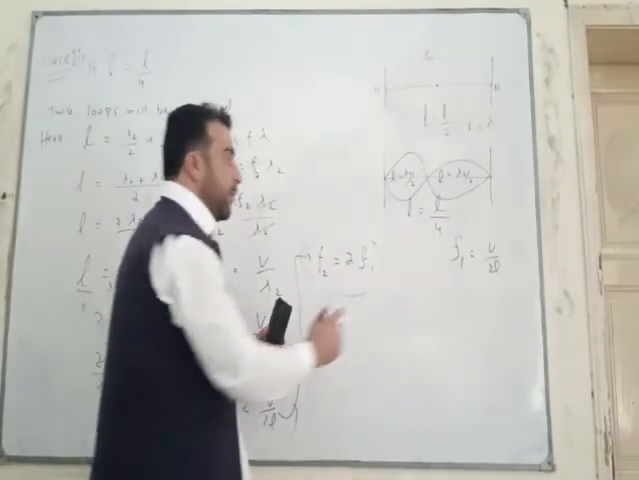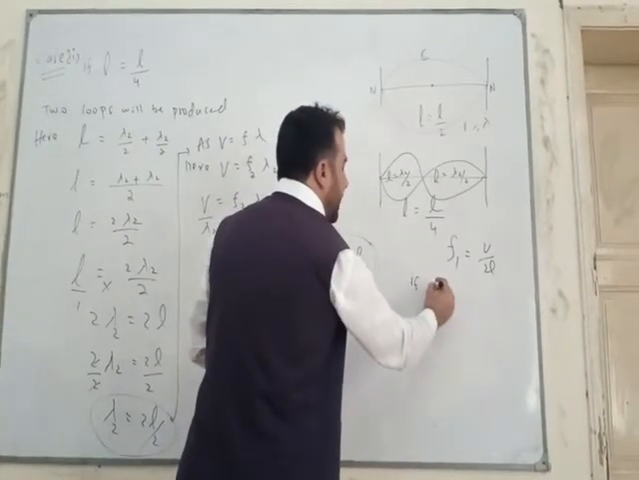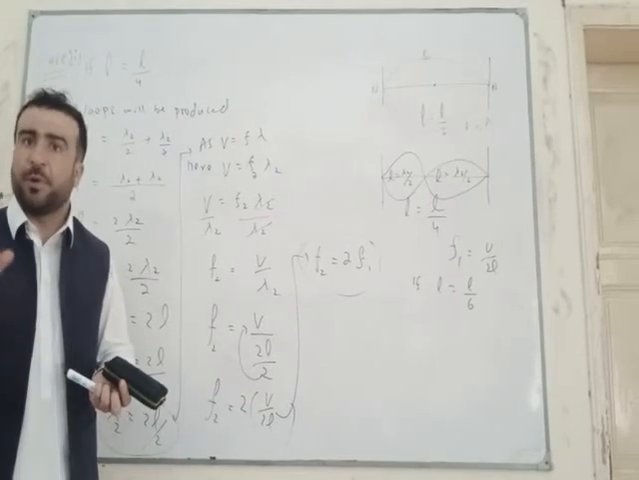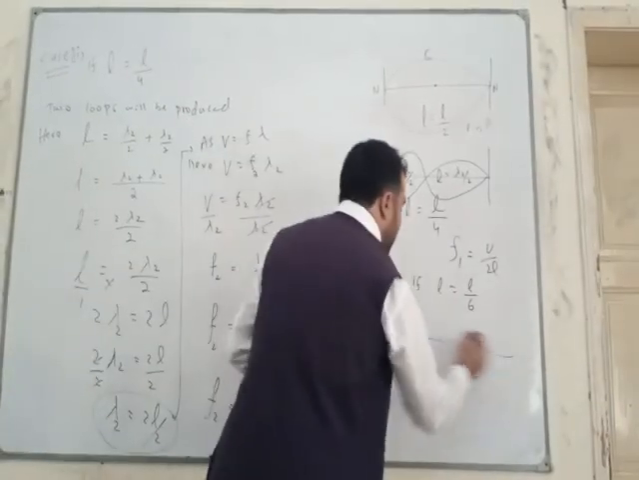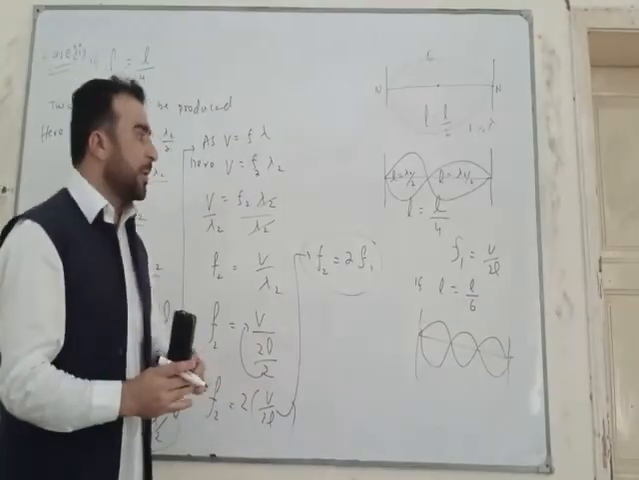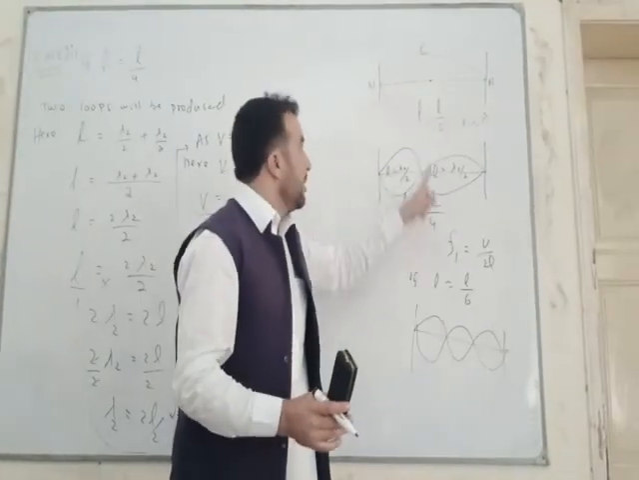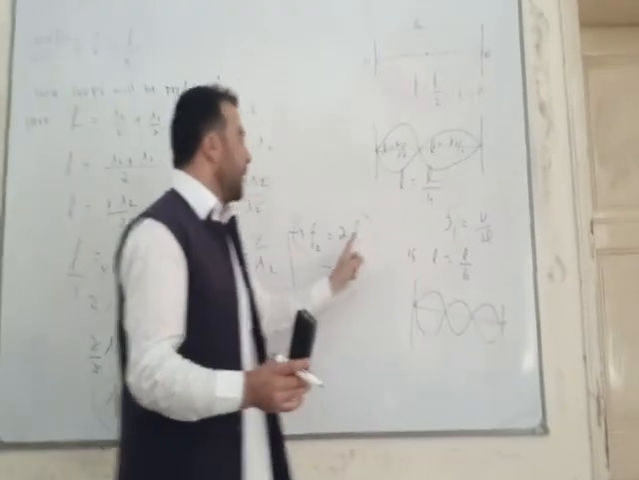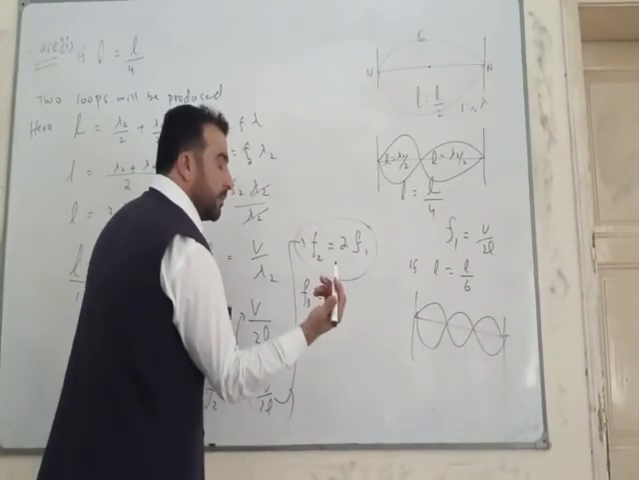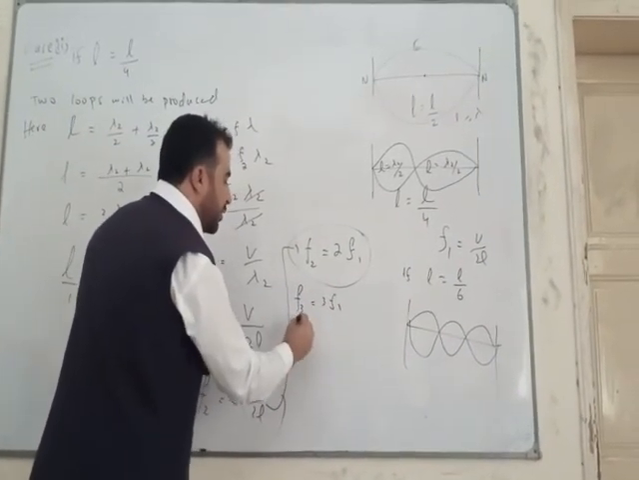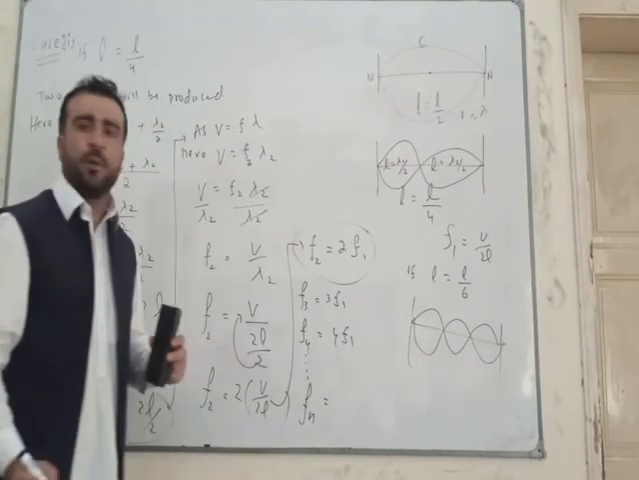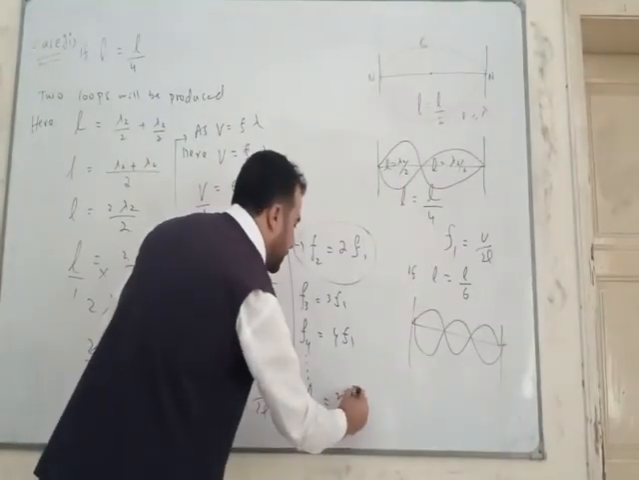Now what if, case 3, the length is made 1/6 of the total length, how many loops will be produced? 3. Now if the length is further reduced, 3 loops will be produced like this. Now if the frequency is F1 for a single loop, frequency is 2F1 for 2 loops. What will be the frequency for 3 loops? 3F1. And for 4 loops? 4F1. What will be the frequency for n number of loops? nF1.